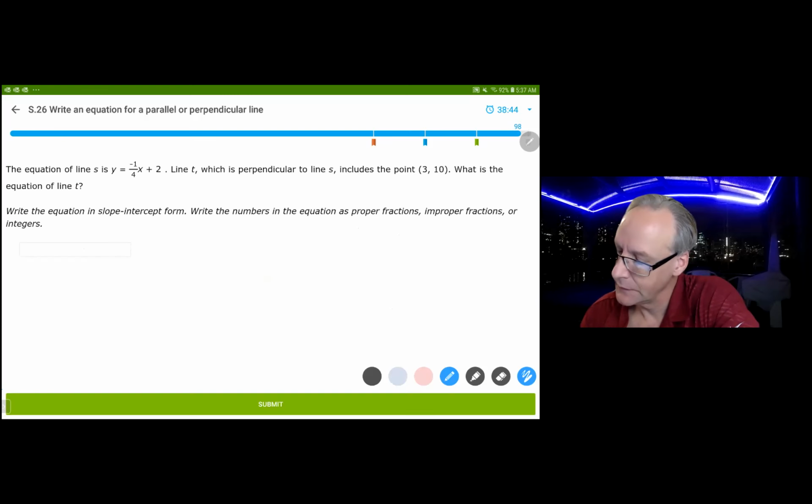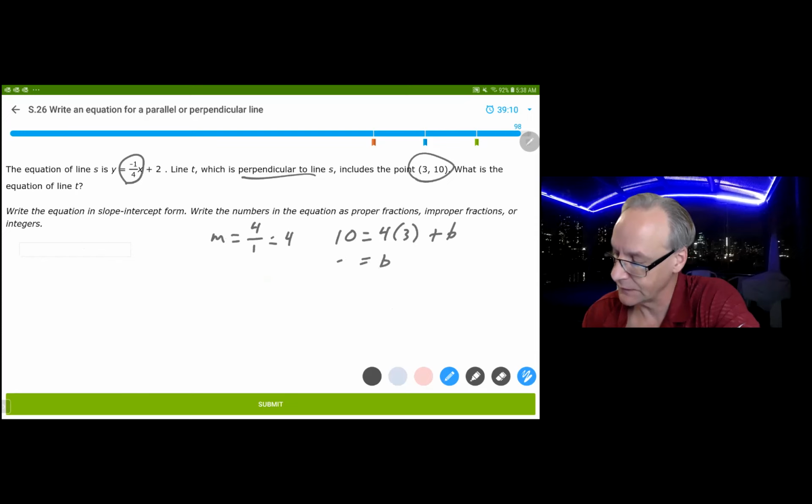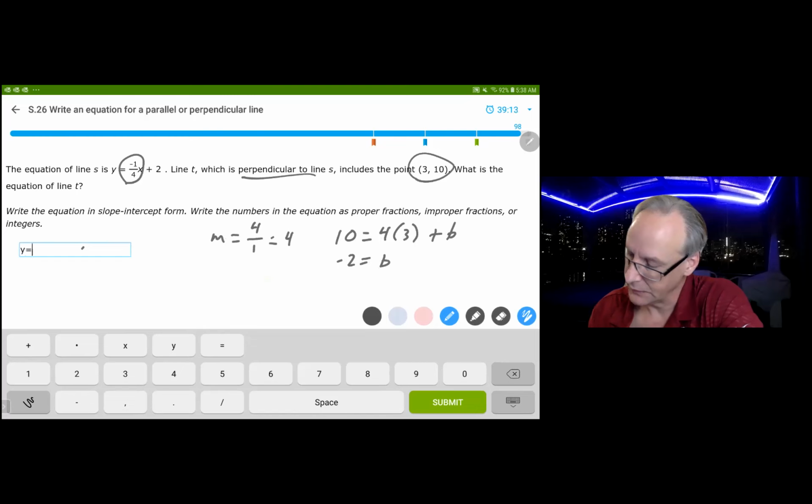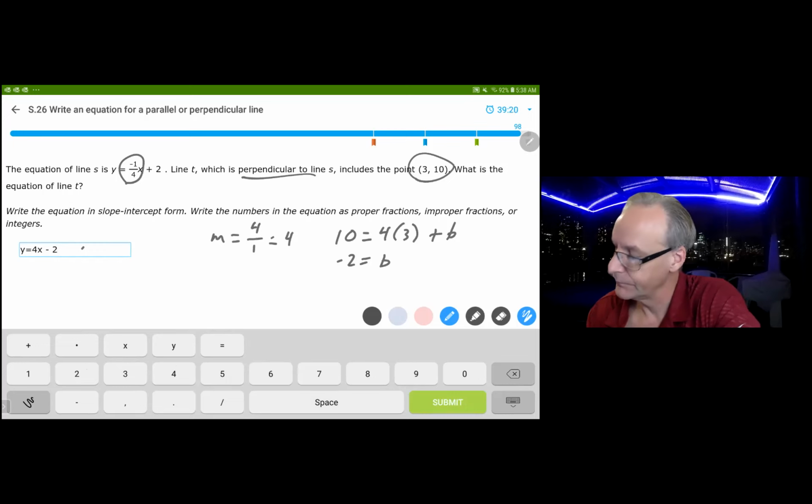2 more. And perpendicular means that we have a slope of 4. If this slope is -1/4, then we want +4/1, which is just 4. The good news is it's going to work out evenly. So we have 10 is equal to 4 times the x plus b. That is y equals mx plus b. We subtract the 12 from both sides, and b equals -2. So y equals 4x minus 2. Looks good. Yep.